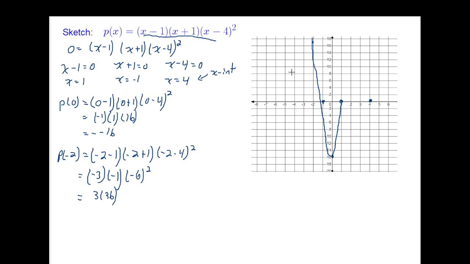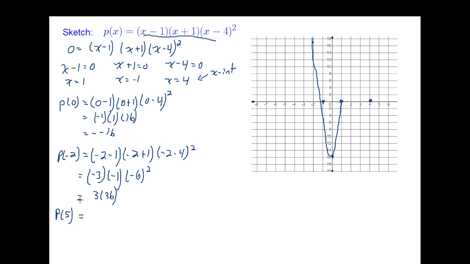So we tested the end behavior beyond the leftmost x-intercept. Let's test beyond the rightmost x-intercept to see what's going to happen over there. And in order to do that, let's choose a point that's bigger than 4. 5 seems like a good one. We can choose any point. I like to choose the small numbers because the math tends to be a little bit easier. So let's find p at 5.